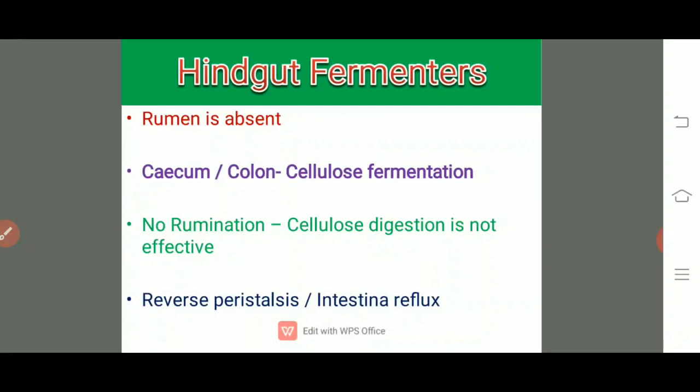And in these animals, the microorganisms may live either in the caecum or in the large intestine, and they help in the digestion of the cellulose.